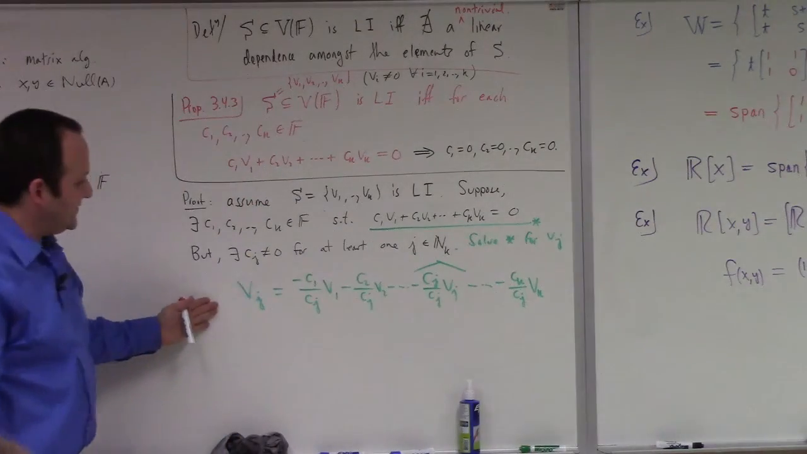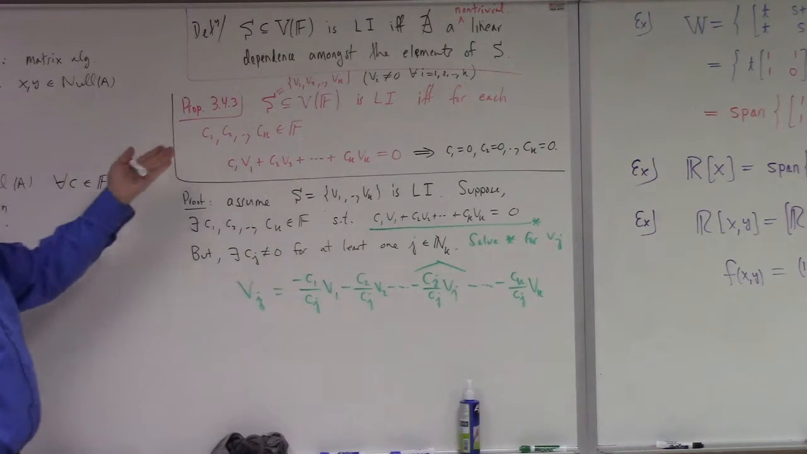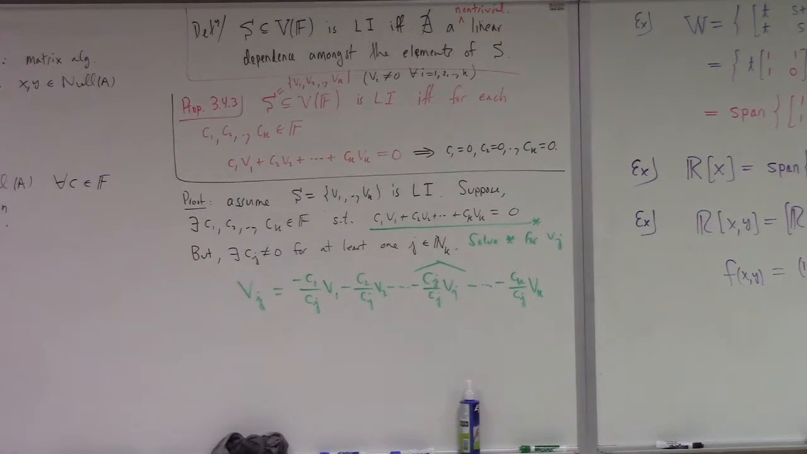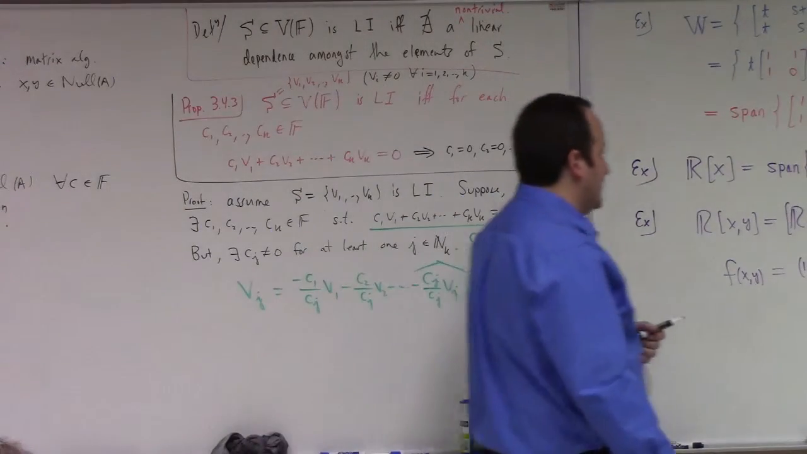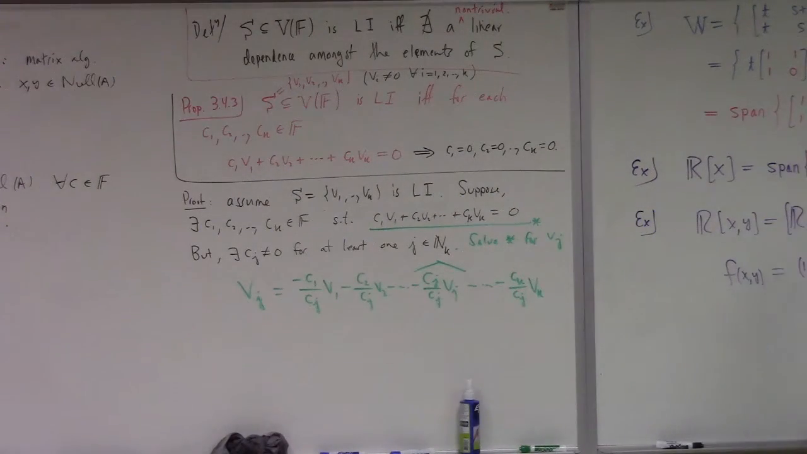That says that Vj is a linear combination of the other vectors. So what does that mean? That means there's a linear dependence in S. But what did we say about S? S is linearly independent. That's a contradiction. Consequently, there cannot exist even one Cj which is non-zero, given linear independence of the set. Does that make sense? So that's terribly useful to us because we can use this to check linear independence of sets.